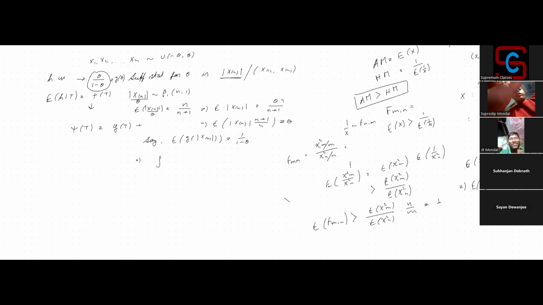And this follows uniform 0 comma theta. So your parametric function on the right hand side will be 1 by 1 minus theta? The line you have written before, the expectation of g of mod xn, take theta by 1 minus theta. Yes, just do that.